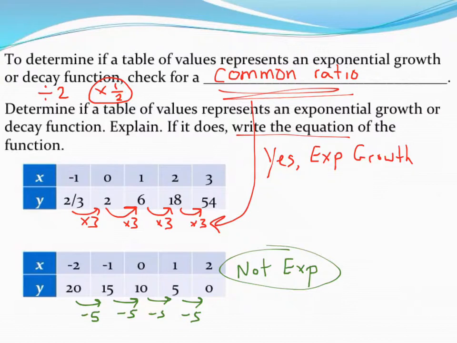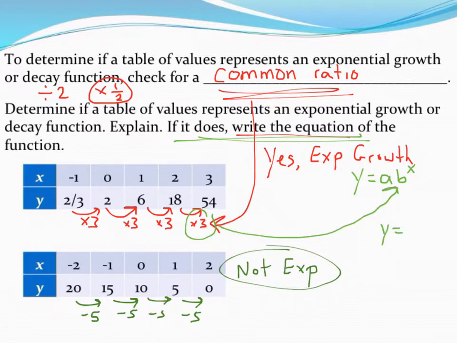Going back to the problem we just did, though, let's go ahead and write the equation of the exponential growth function we had. To do this, we could do it on a calculator, which we talked about in class. Otherwise, what I would recommend, the easiest way to do this, is just to remember what our basic exponential growth function looks like. The b value, our base, is going to be whatever our common ratio is. So in this case, I'm going to have y equals something times 3 to the x power.